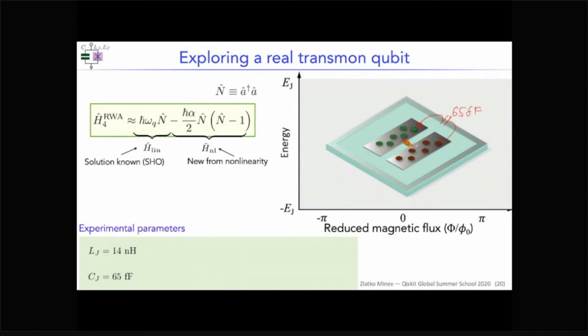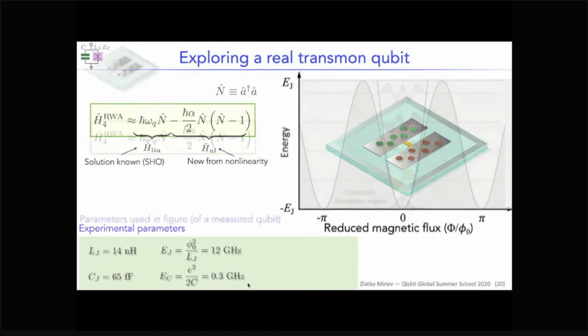And then the inductance associated with this nonlinear inductor, the Josephson tunnel junction here, has a value of 14 nanohenries. Again, a very small inductance in the grand scheme of things. Now, these correspond to a Josephson junction energy of about 12 gigahertz. And maybe for the expert in the audience, the so-called charging energy, the energy associated with the charge, the position, the momentum variable, is about 0.3 gigahertz.